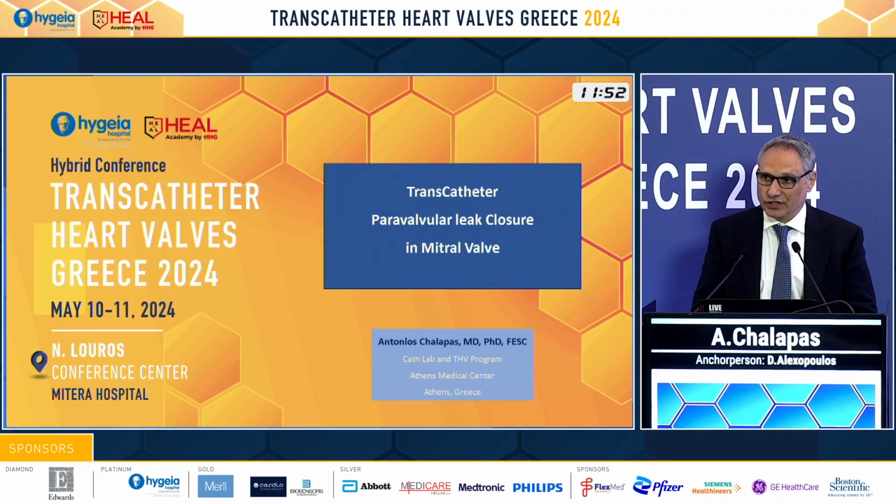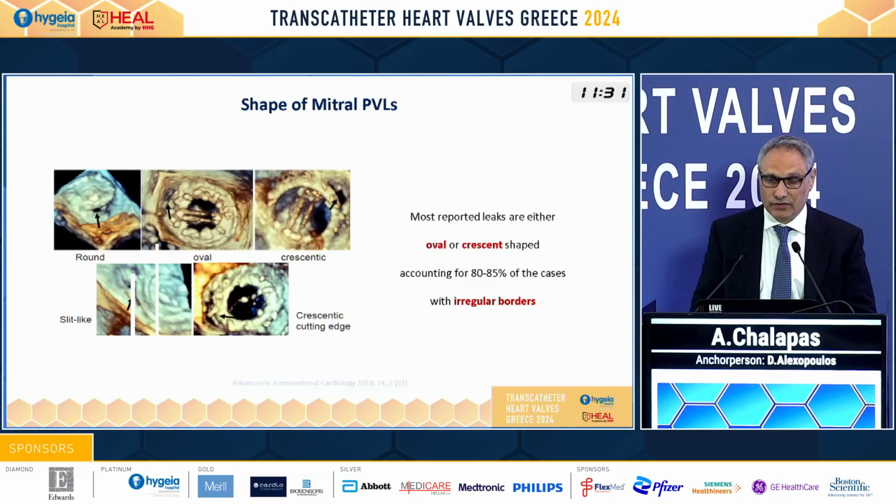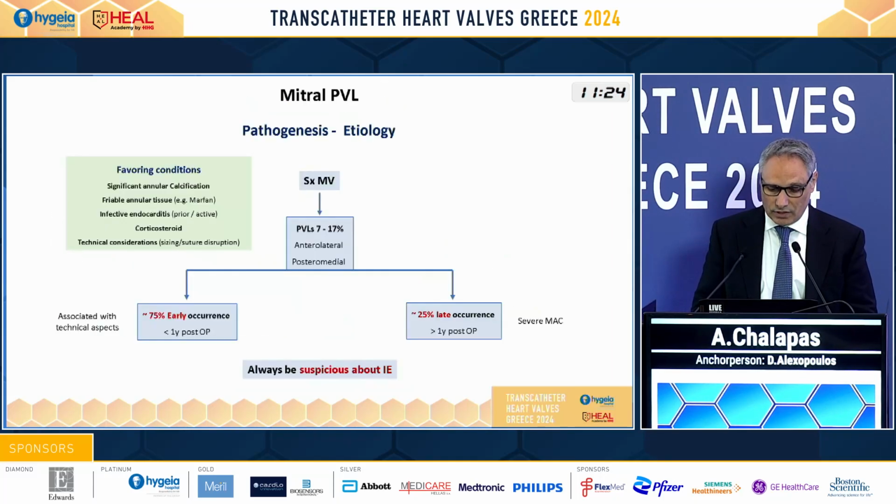In the next minutes we are going to present the data having to do with the transcatheter closure of paramitral defects. So, as opposed to para-aortic defects, the mitral valve paravalvular leaks are more common, more symptomatic, larger, and often repair is more complex, and most frequently located between the anterolateral and the posteromedial aspect of the mitral valve. In 80 to 85% of the cases, they are oval or crescent in shape, having irregular borders.